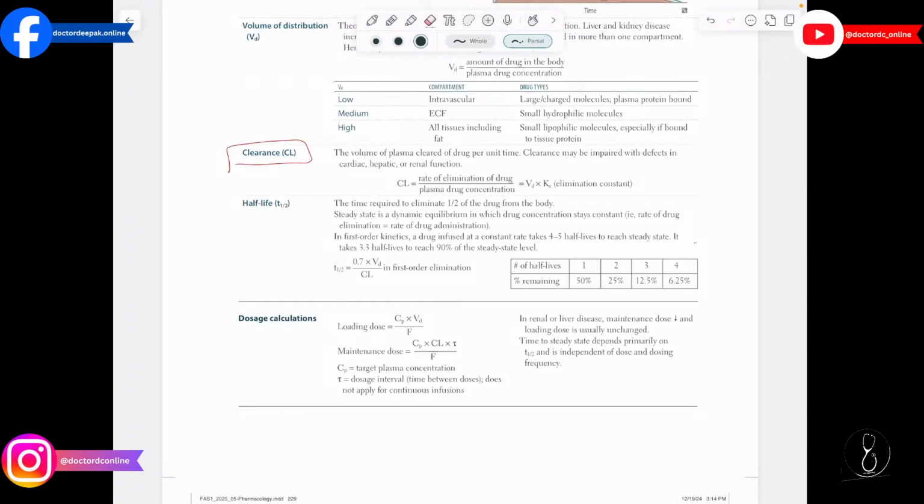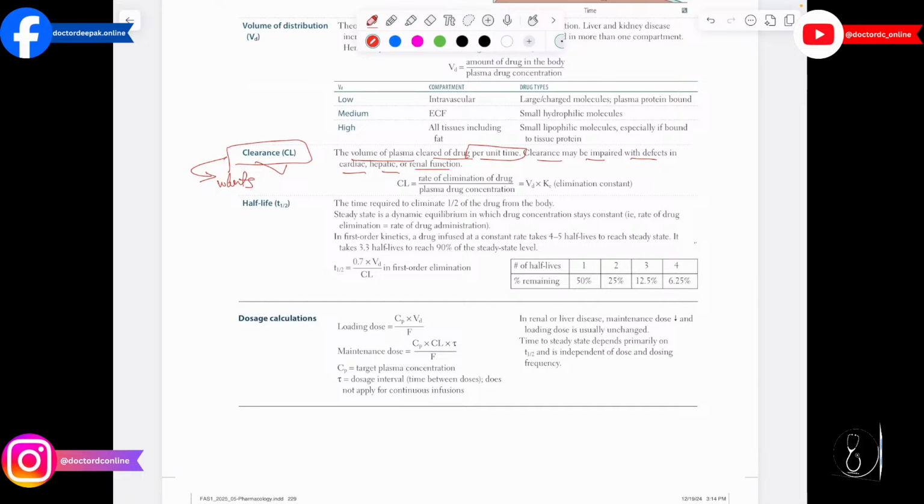Hello everyone, today we are going to start our topic about clearance. Clearance is the volume of blood or plasma cleared of a drug per unit time. The clearance may be impaired with defects in cardiac, hepatic, or renal function. Firstly, we have to understand what clearance is.